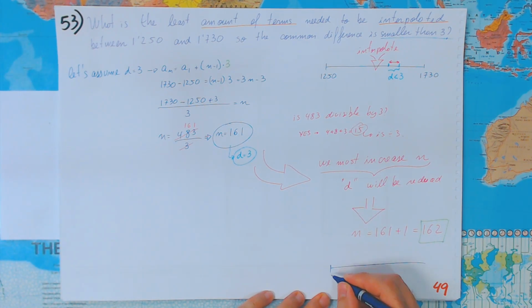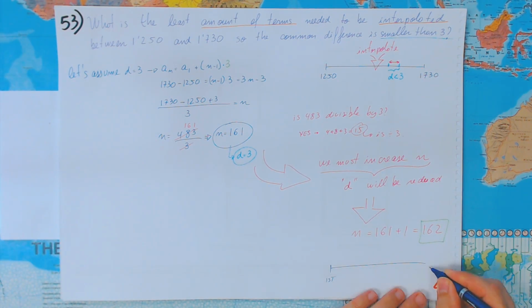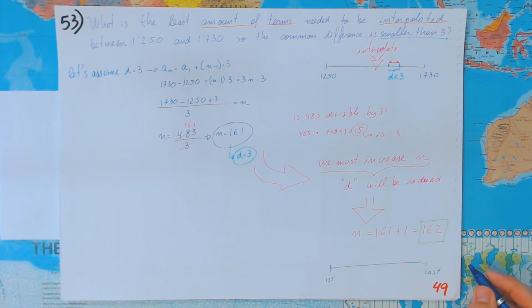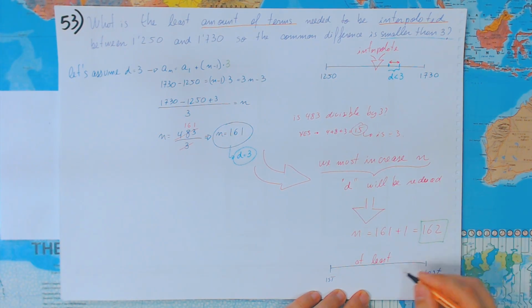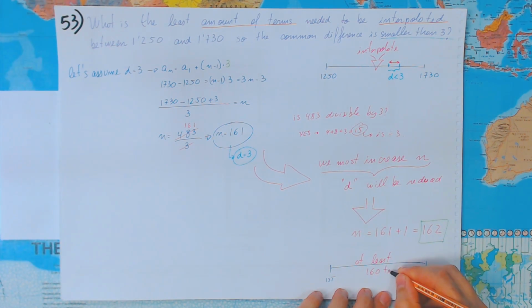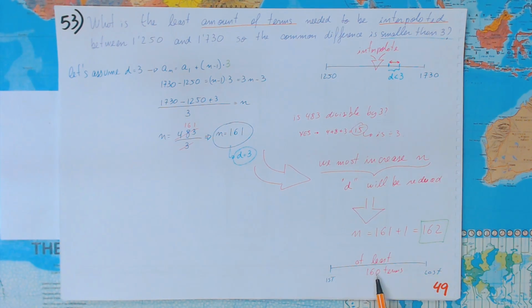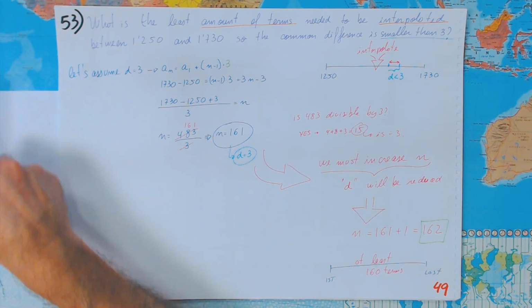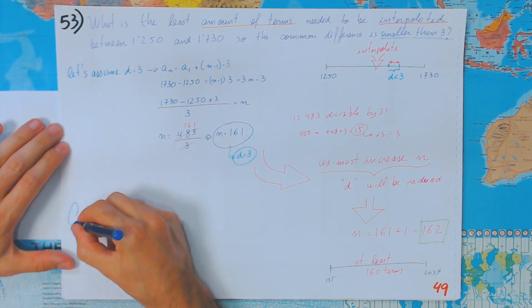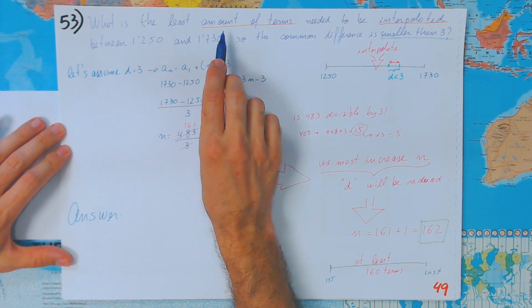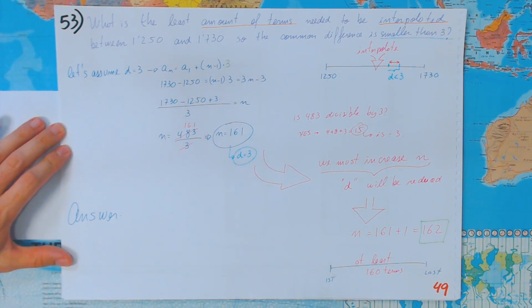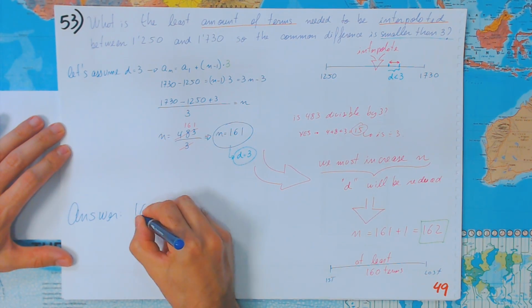Look, this is the first term, this is the last one, and in between we are going to have at least 160 terms. Why? 160, 161, 162. So just be careful, okay? So what is the answer? Well, what is the least amount of terms? It is at least 160 terms.